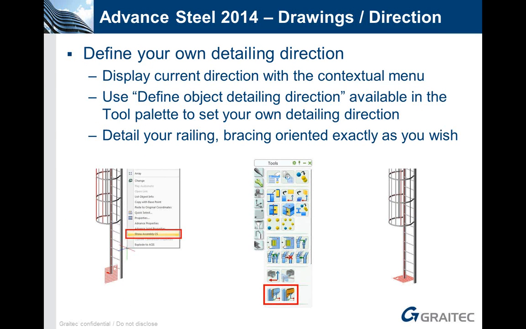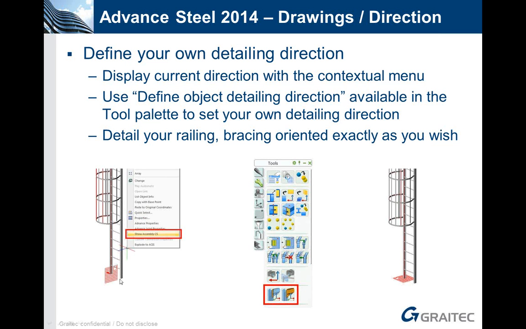Concerning the drawings, different enhancements. We deliver better drawing styles by default, and we also provide some new commands so that you can really get the best result when creating workshop and general arrangement drawings. One of these enhancements is the possibility to define your detailing direction. You have some new icons here which are available in the tool palette, and you can use these icons to define the orientation of your elements directly from your model.